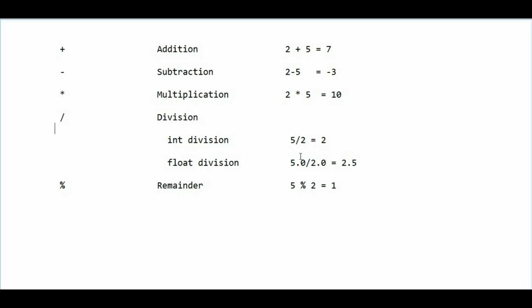So in integer division, you get a whole number without any fractional part. Like 5 divided by 2 is actually 2.5, but you will get 2. Remove the fractional part, the decimal part. In float division, you will write 5.0 divided by 2.0 and you will get 2.5. Even in float division, if you just write 5 divided by 2, you will get the same answer, 2.